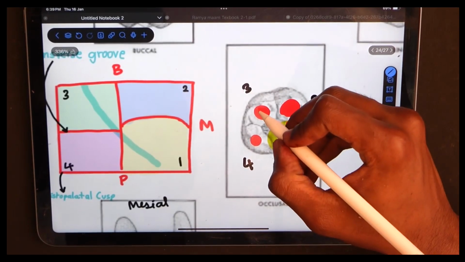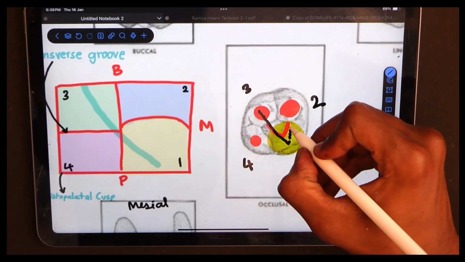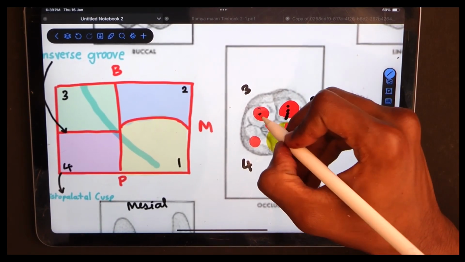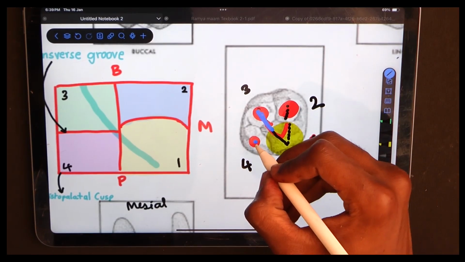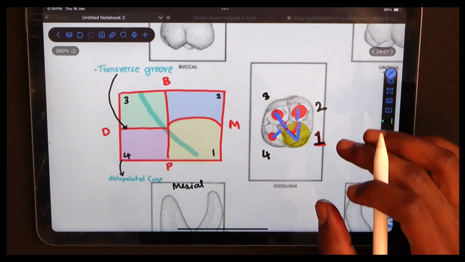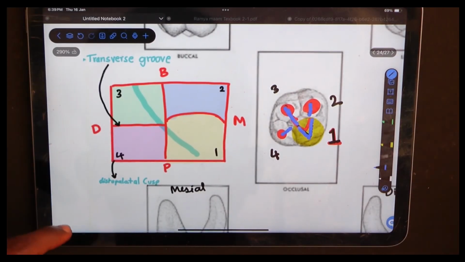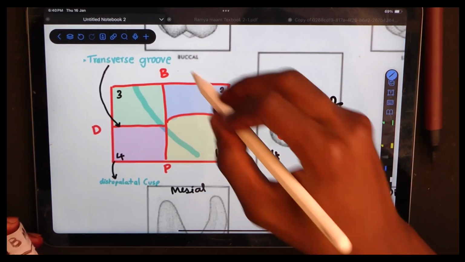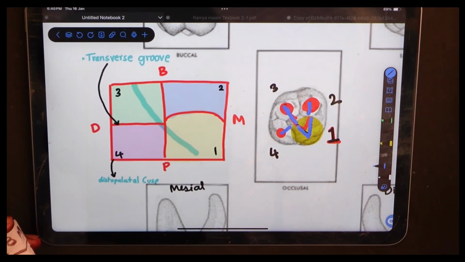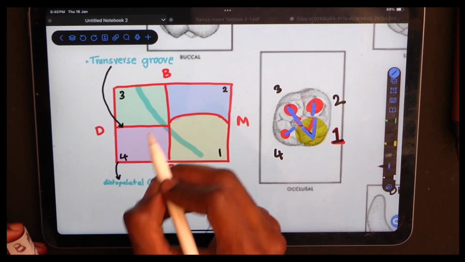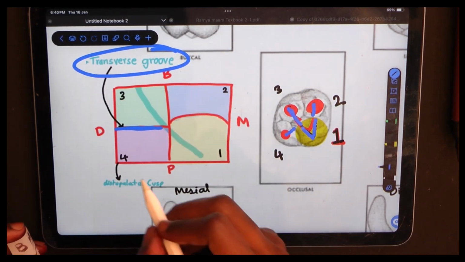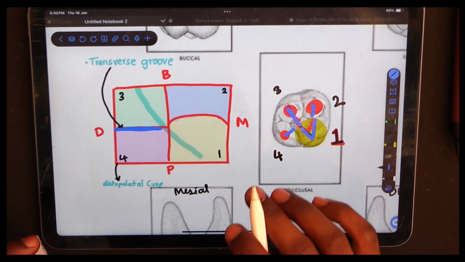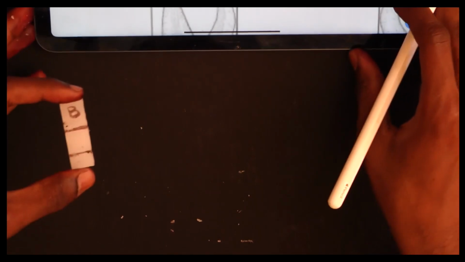So as I told you, this would be our oblique ridge. There is another ridge here, another ridge here, another ridge here, and another ridge here, which is very slight. So we're gonna start carving our tooth with this as our blueprint. I want you to keep this in your mind. This diagram is very, very essential. And this groove is called the transverse groove, while this cusp is called the distopalatal cusp. Okay, so let me keep this aside and start with my carving.